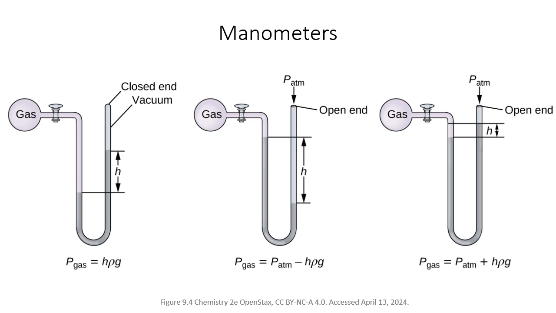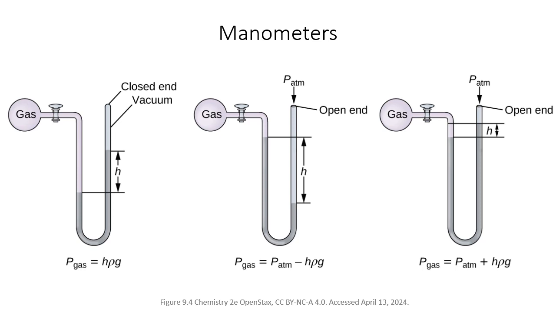You can measure the pressure of a gas versus a vacuum in a closed-ended manometer over there on the left. In that case, the pressure of the gas is equal to height difference times the density times gravity. Now you can also measure the pressure of the gas in comparison to atmospheric pressure. The pressure of the atmosphere and the pressure of the gas will reach an equilibrium where the fluid in the manometer will have a height difference. In that case, you either add or subtract the height difference from the atmospheric pressure.